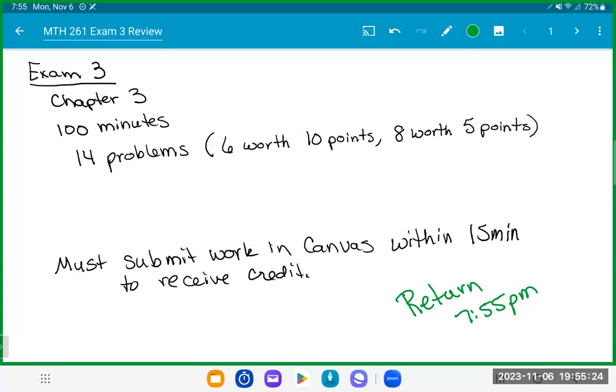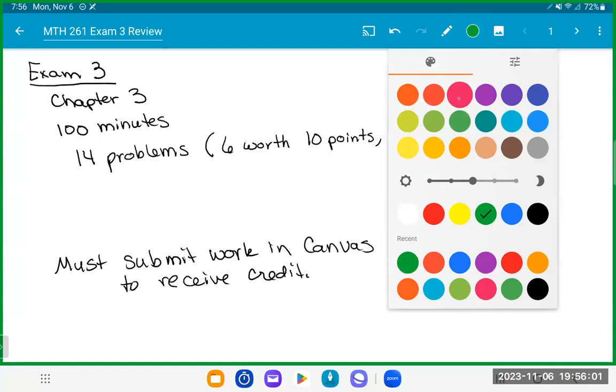All right, it is 7:55, so let's go ahead and carry on with the exam review. So, exam 3 will be this coming Monday. You will have the usual 100 minutes to complete the exam. And like all of the other exams, you do have to show your work in order to receive any credit for the problems, except there will be like one or two. And as we go through the review, I will point those out.